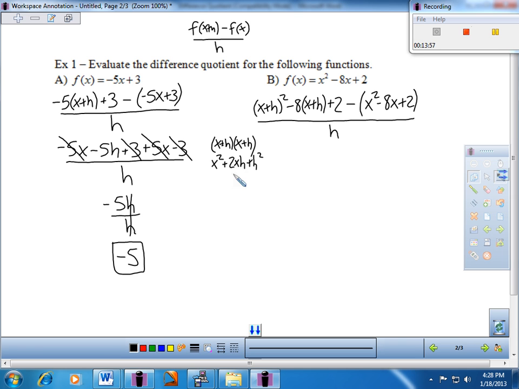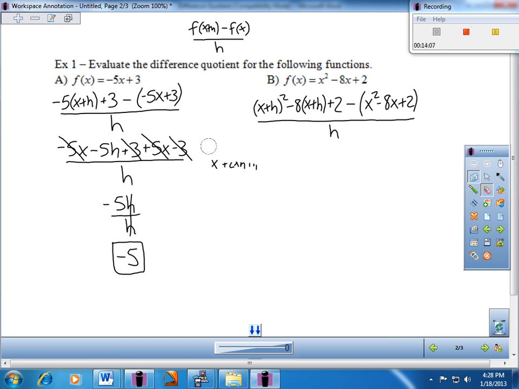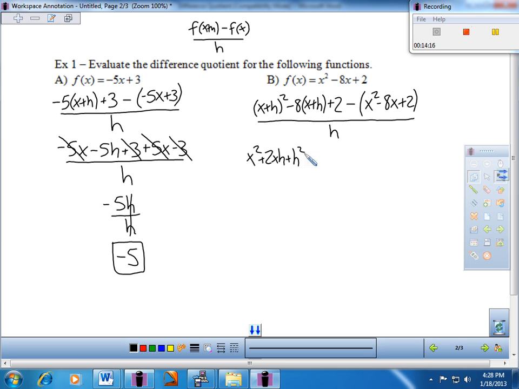Okay, I'm going to erase it and then put it in play where it's going to make a difference. So here we go. I remove parentheses, and I get x squared, 2xh, h squared, minus 8x, minus 8h, plus the 2. All right, now here's the key. Minus everything here, everyone. So minus x squared, plus the 8x, and minus the 2. And all of that is over h. It looks crazy, doesn't it?